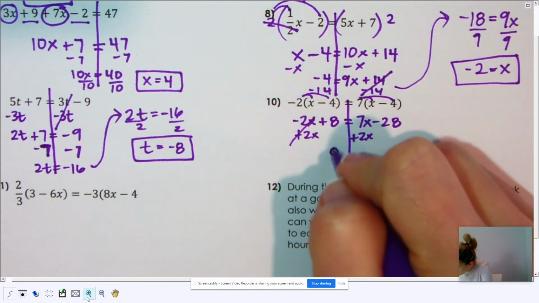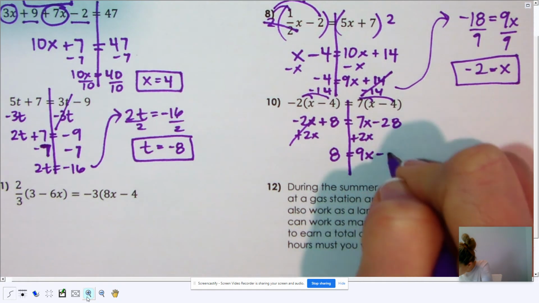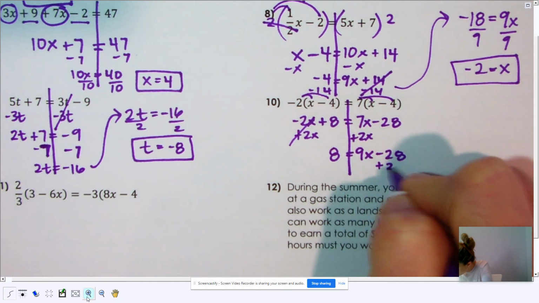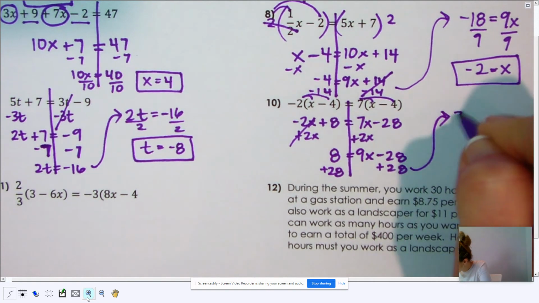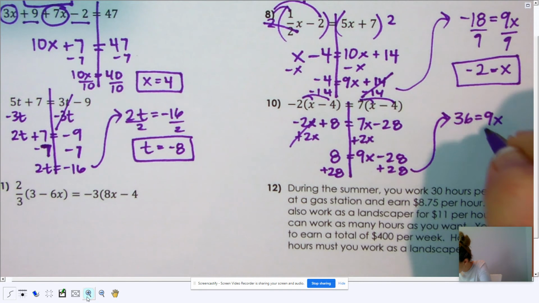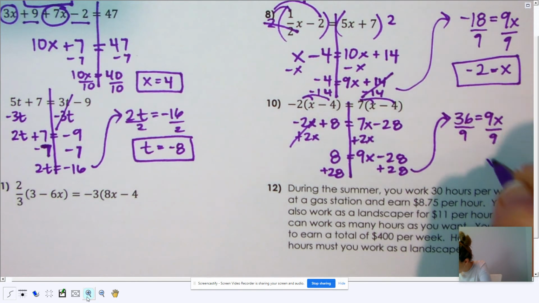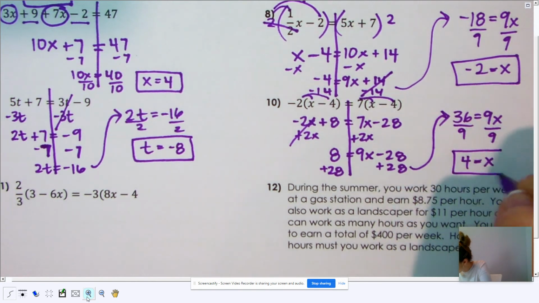And so we have 8 is equal to 9x minus 28. And then I add 28 on both sides. So we get 36 is equal to 9x. And then when we divide by the 9, we get x is equal to 4.